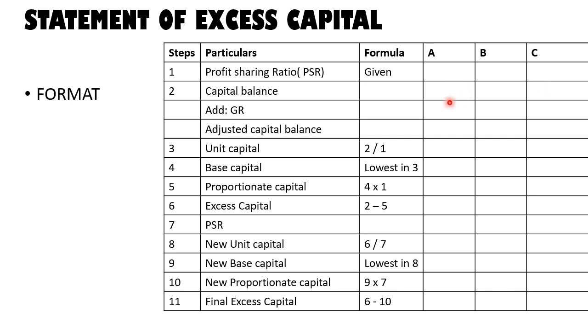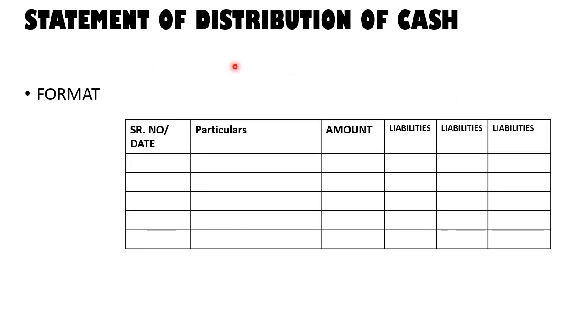The next format that we have to remember is statement of distribution of cash. As we have already learned in the introduction, piecemeal distribution is nothing but as and when cash is realized, it will be used to pay out liabilities. So this is nothing but statement of distribution of cash. So here the columns you have to remember will be date, particulars, amount, and thereafter the liabilities that we need to pay, and these liabilities differ from sum to sum.